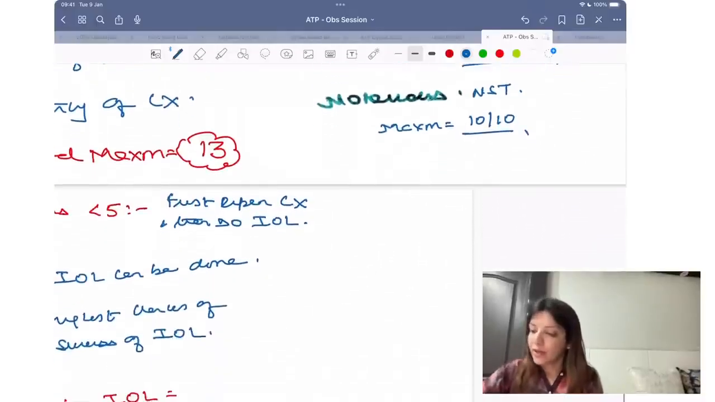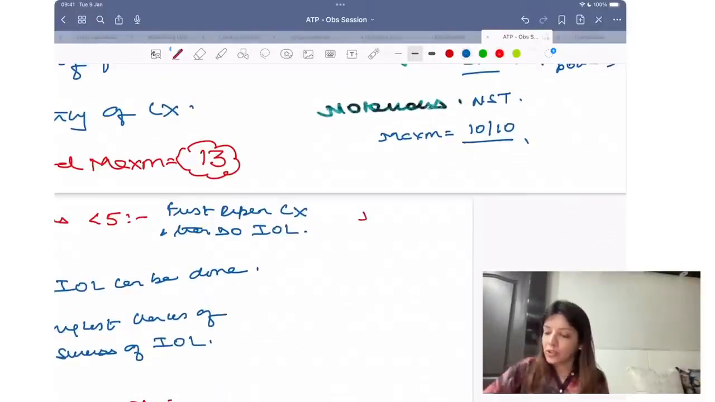Right? Now, what is modified biophysical score?